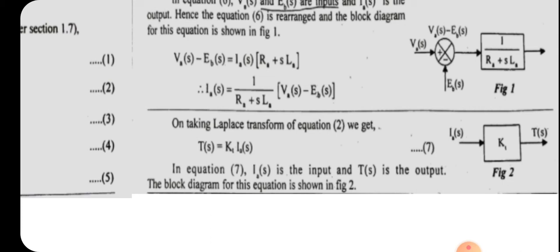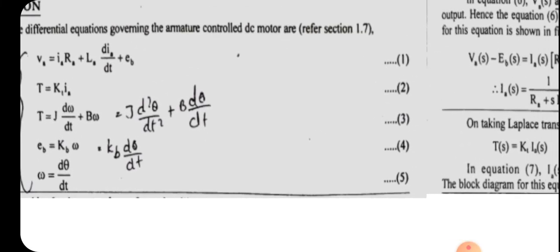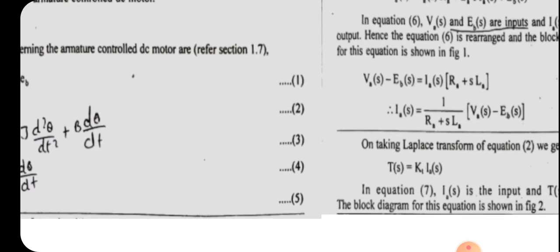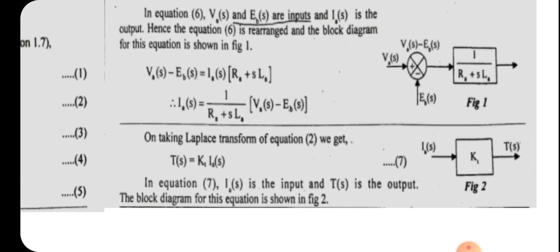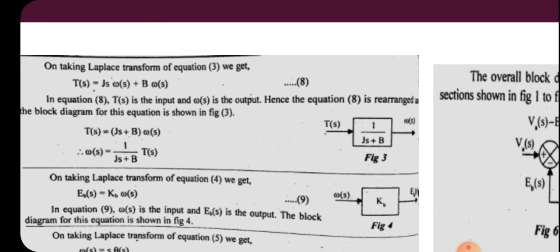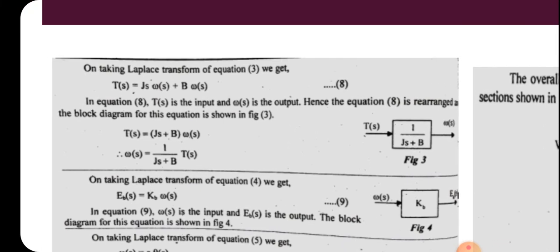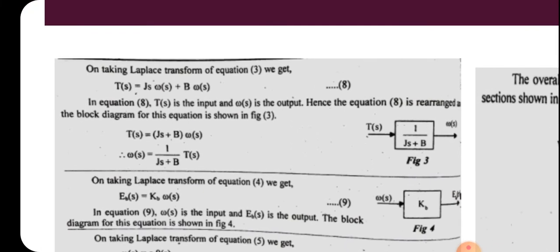And the next equation is equation number 3. What is equation number 3? T equal to J into d omega by dt plus b omega. In the next step, we have to take the Laplace transform. So we will get T of s is equal to Js into omega of s plus b into omega of s. This equation can be numbered as equation number 8, and we can consider that T of s is the input and omega of s is the output.